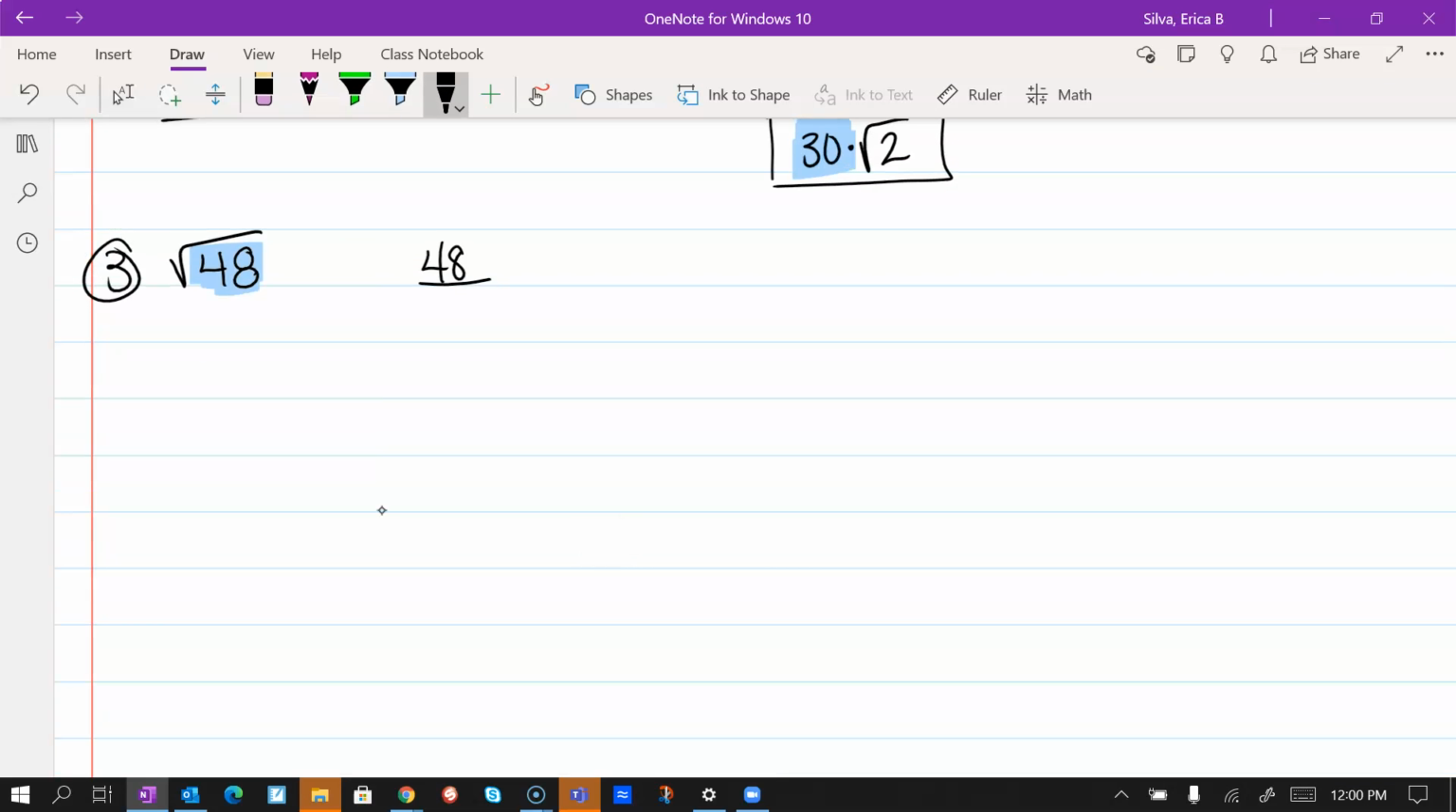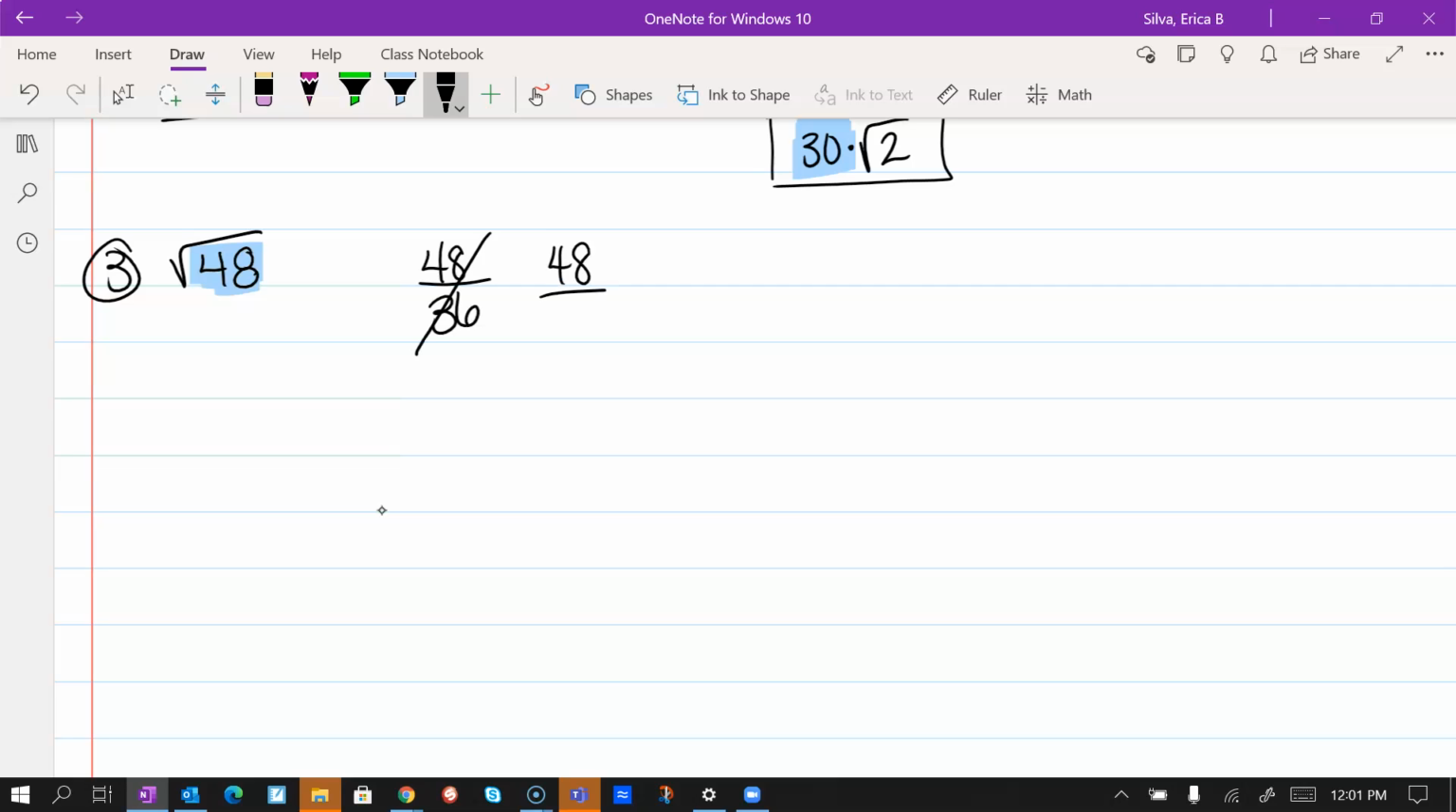So 48 divided by 36, that's the next smallest perfect square. Is 48 divisible by 36? Put it in your calculator. Don't just tell me yes. If you're not understanding, please put it in your calculator so you know what I'm talking about. 48 divided by 36, does it give us a whole number or does it give us a decimal? It gives you a decimal. So we're going to cross it off.